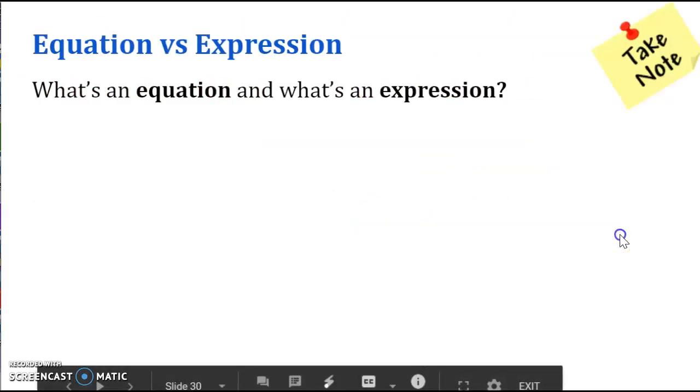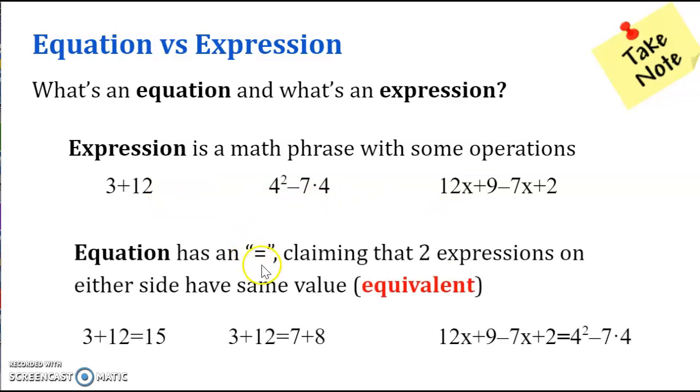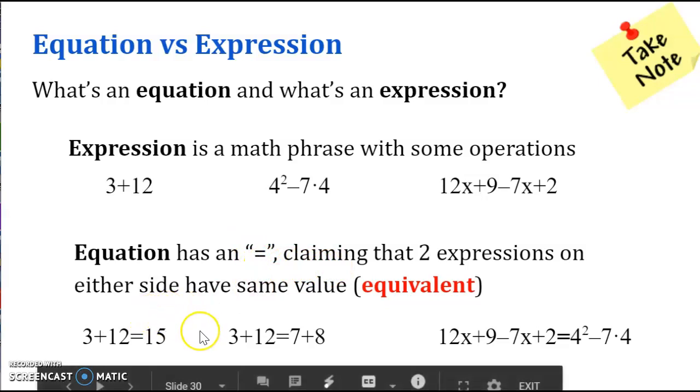So what's the difference between expression and equation? An expression is a math phrase with some operations. Okay, like all of these are examples of expressions. Whereas an equation has an equal sign claiming that the two expressions on either side have the same value. So you're saying that here 3 plus 12 is the same in value as 15. And you're saying that this is the same in value as what's on the right hand side. Okay, that's what the equal sign means, that they are equivalent or equal in value.